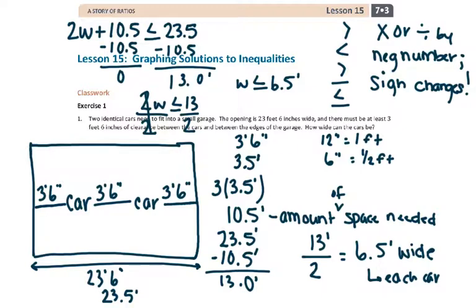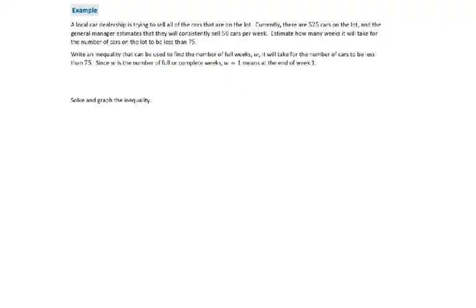You're not done copying it down? Okay, I'll wait just a minute. The arrow thingy? You're saying multiply or divide by negative numbers, the sign is going to change. Is that what you're copying down? Okay, thank you.